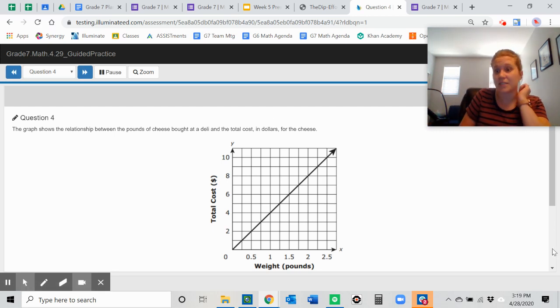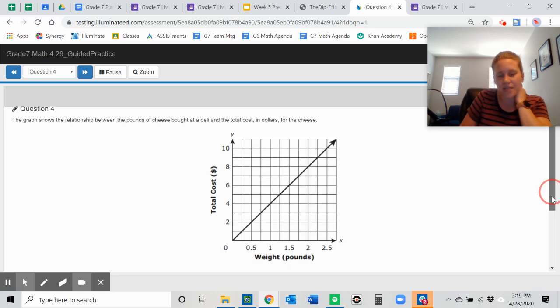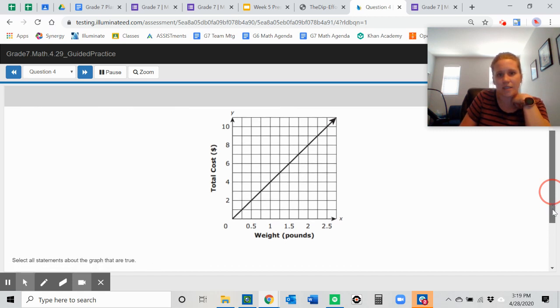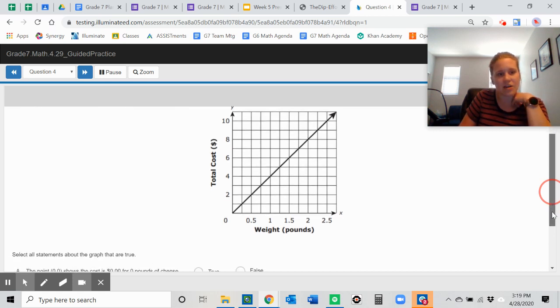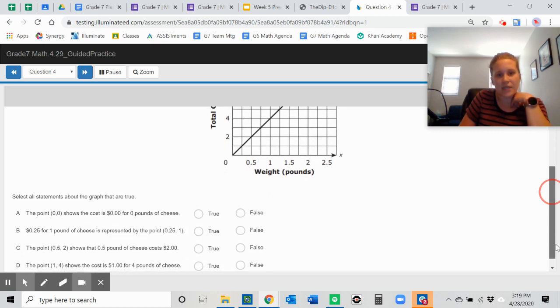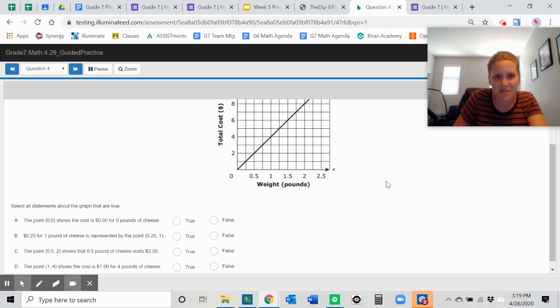All right, I remember this question. The graph shows the relationship between the pounds of cheese bought at a deli and the total cost in dollars for the cheese. Sweet. We're going to select all statements about the graph that are true. All right, so I've got 4 statements here. Zoom out a little bit. I just want to get as much of the graph as I can while also showing the question.